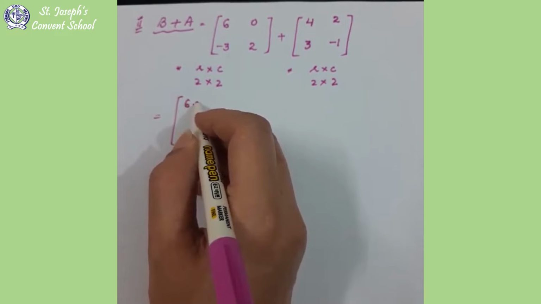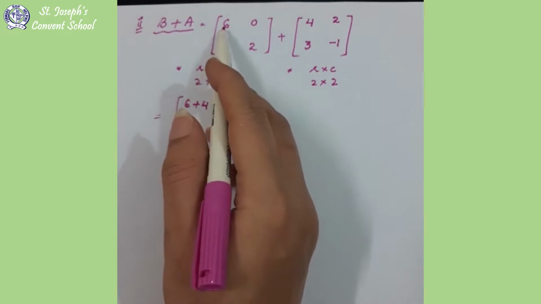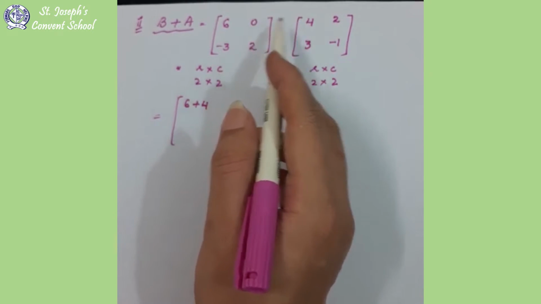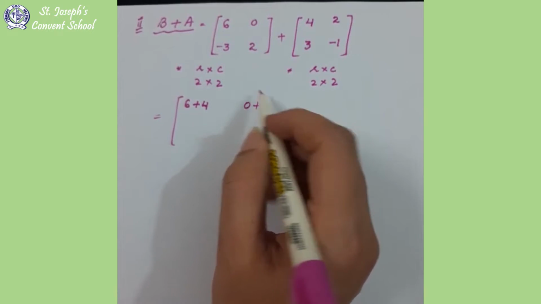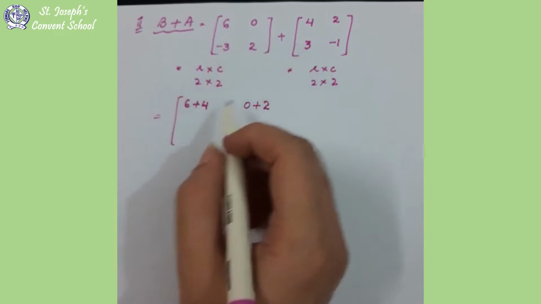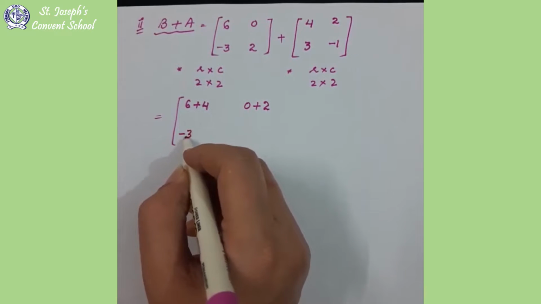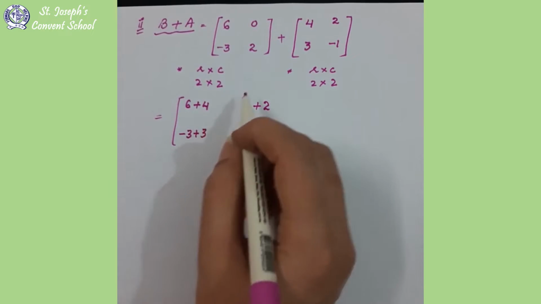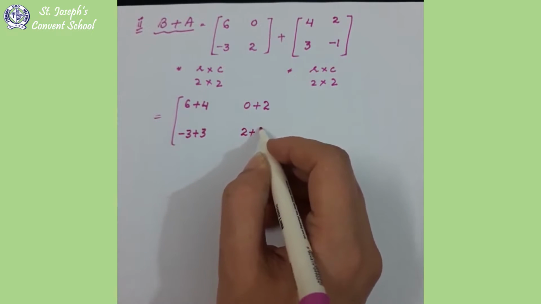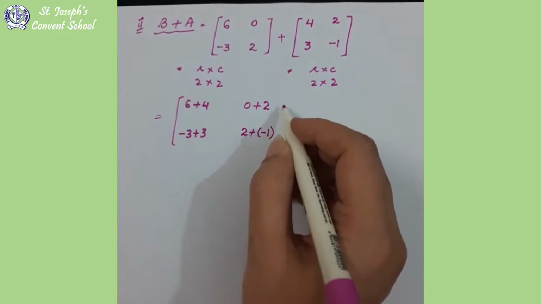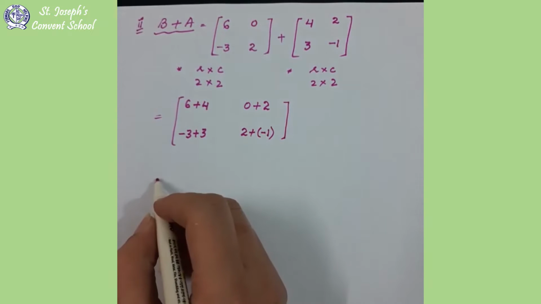6 plus 4. Okay, first element plus first. Now second plus second, 0 plus 2. Third element plus third, -3 plus 3. Then fourth element plus fourth, 2 plus, and inside you write -1. So this. Add them.